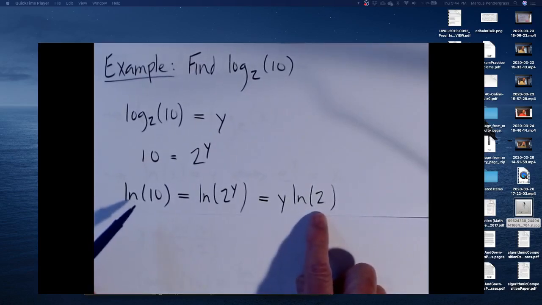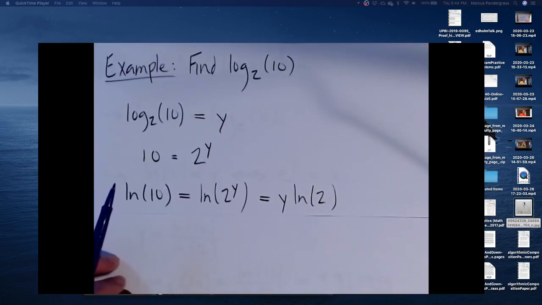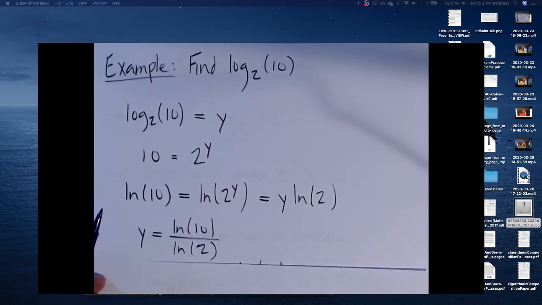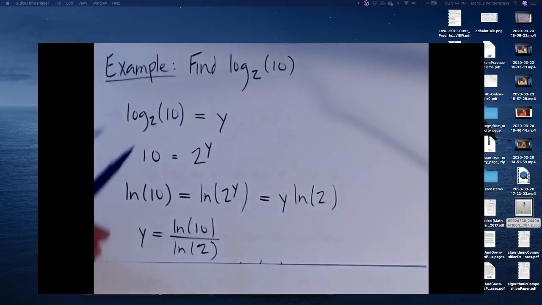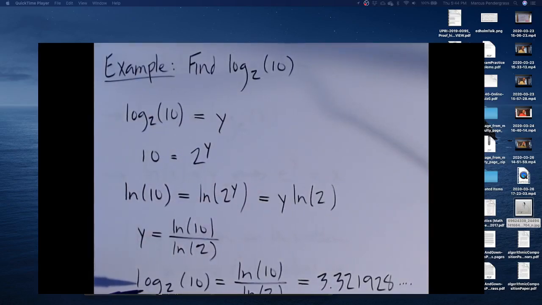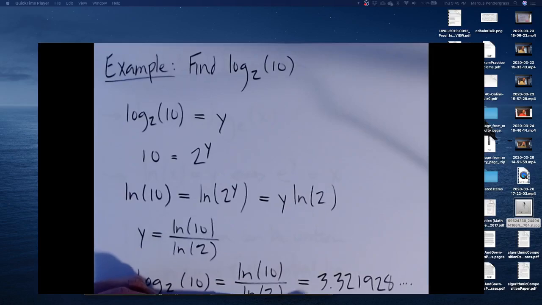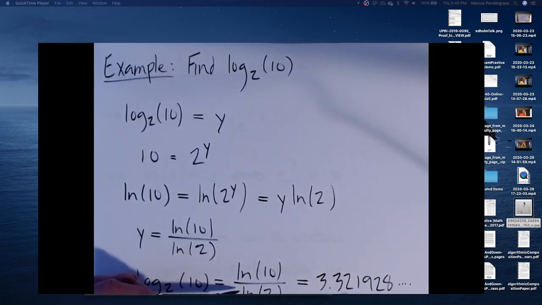And now I can just solve this equation for y. If I divide both sides here by natural log of 2, I get y is the natural log of 10 divided by the natural log of 2. And so, of course, what was y? Y was log base 2 of 10. So log base 2 of 10 has to be natural log of 10 over natural log of 2. And that turns out to be about 3.322.